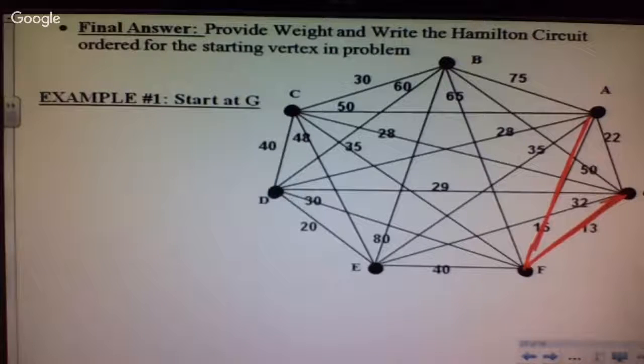So we went 13, 15. What's my next smallest number? 20. Do we have to keep it in the graph in general? In the graph in general, where is 20? Yeah, it's 20. So we're gonna connect D to E.